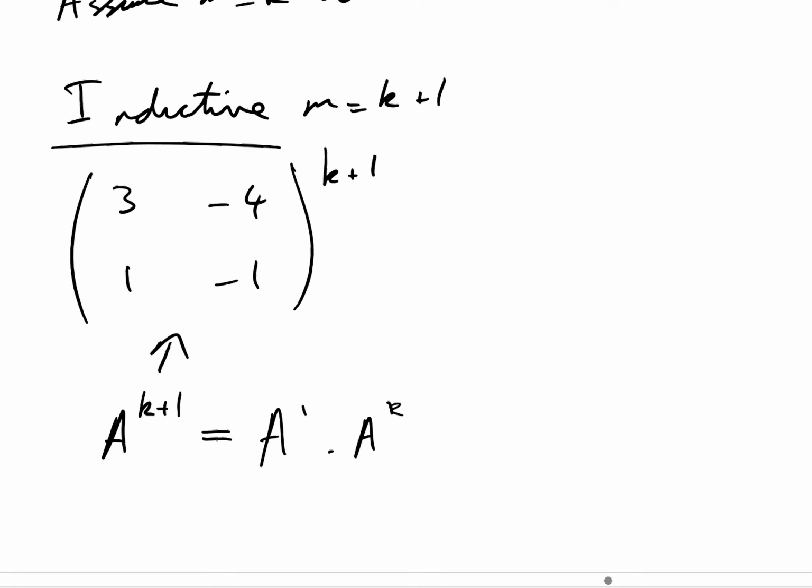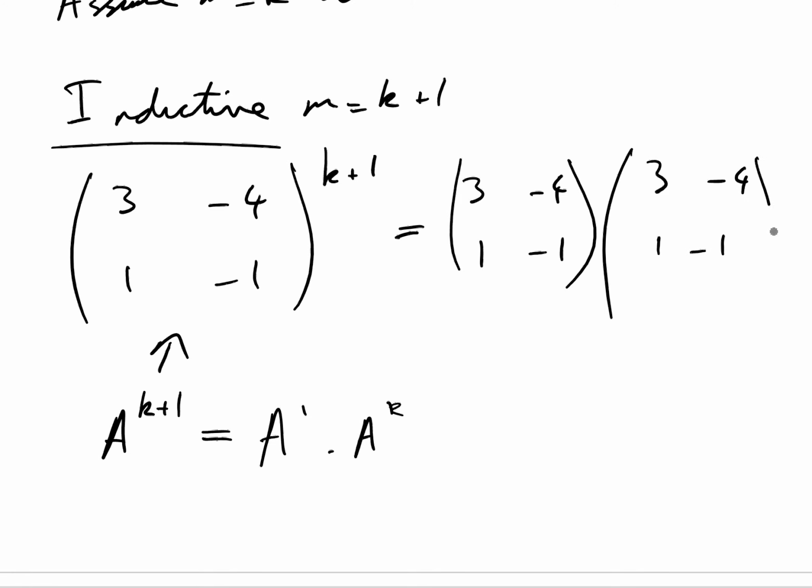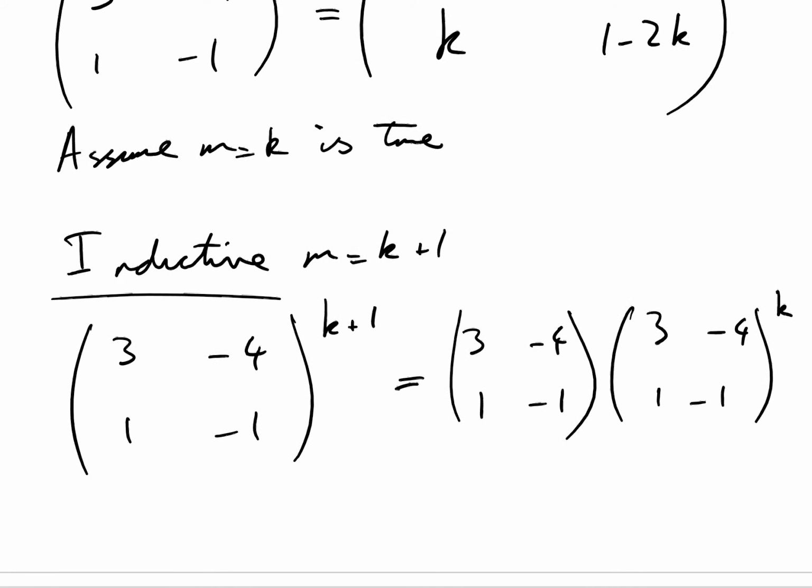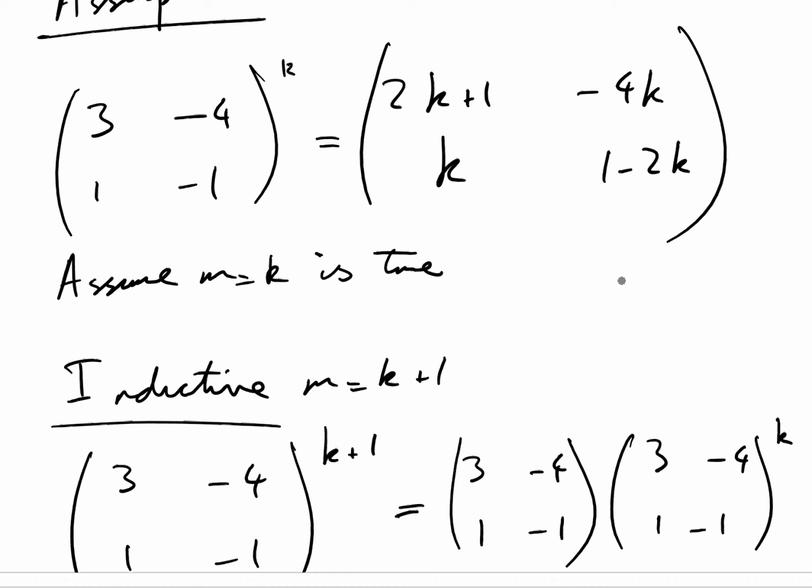So I'm going to now write this out as A to the power of 1, which is 3 minus 4, so it's this matrix to the power of 1, 1 minus 1, times this matrix to the power of k. So 3 minus 4, 1 minus 1, that's all to the power of k. Okay? And I also know that this matrix here to the power of k is equal to this matrix up here. I've just worked that out. I've just come up with an expression for this matrix to the power of k.